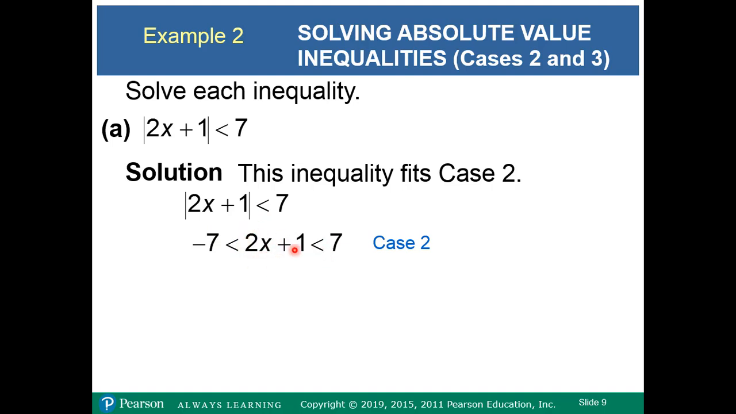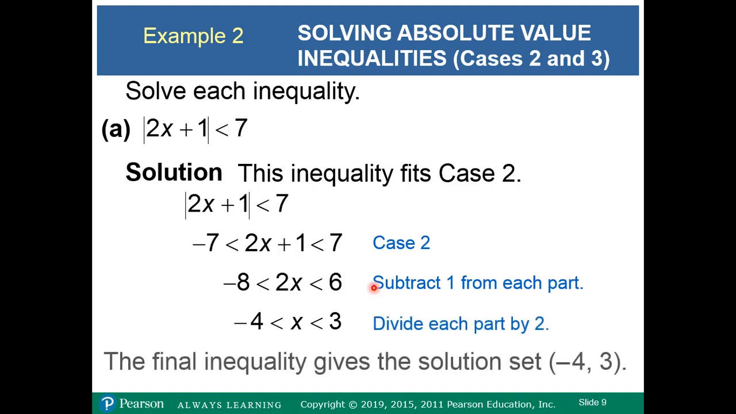So now we're going to subtract 1 from both sides, and then we're going to divide each part by 2, and we get this. So we get x is greater than negative 4 and less than 3. And so we get this solution set here. Negative 4, the interval from negative 4 to 3.